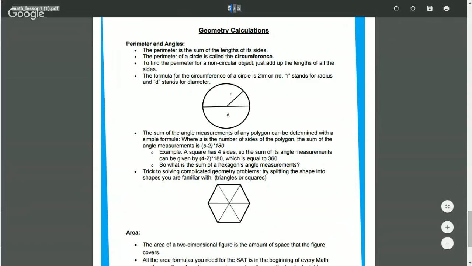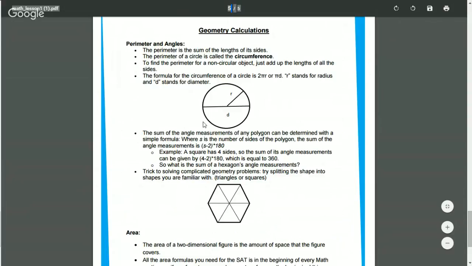So the formula for the circumference is 2 times pi times r, which is the radius of the circle, or pi times d, which is the diameter of the whole circle. And always remember that the radius is always half of the diameter.